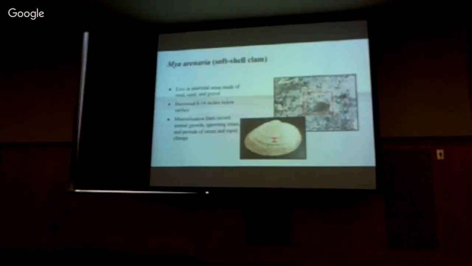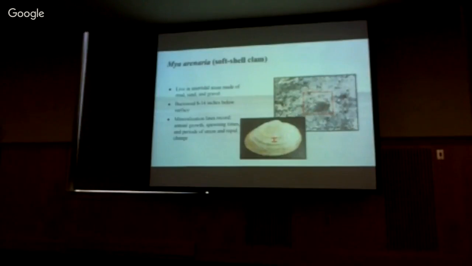Within these shells, we can see their mineralization lines and their annual growth bands. Here, I've highlighted in red, this dark line is winter growth. Because of where we are, the water gets very cold, and during that time, these shells don't grow a lot. The space in between is warm water growth. So between this dark line and this dark line is representative of 1 year of growth.